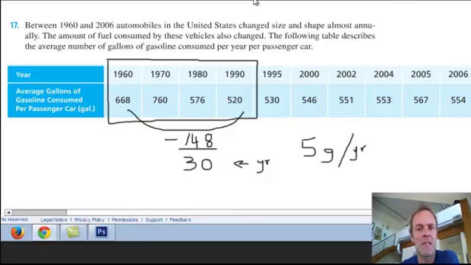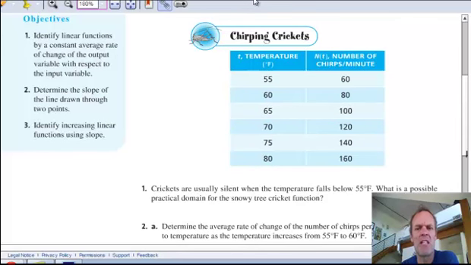Okay, so let's have a look at the next one. Chirping crickets. Again, as the temperature goes up by 5 degrees, the number of chirps goes up by 20. So it went up 20 chirps in 5 degrees. So how many chirps per degree? That's your average rate of change, not 20 in 5 degrees. That's going to be 4 chirps, I'll put C for chirps, per degree Fahrenheit. It's like 4 cents.